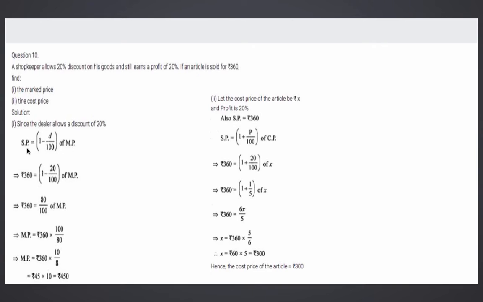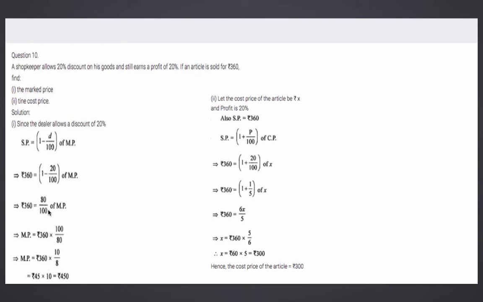So first of all, what is the formula for selling price? We have just now discussed: 1 minus discount upon 100 of mark price. How much is the discount? 20%. Now selling price is given. We substitute the value 20. So calculate, work out, mark price comes out. 1 minus 20 upon 100, 100 is the LCM. 100 minus 20 is 80. 80 upon 100. Of means multiply.